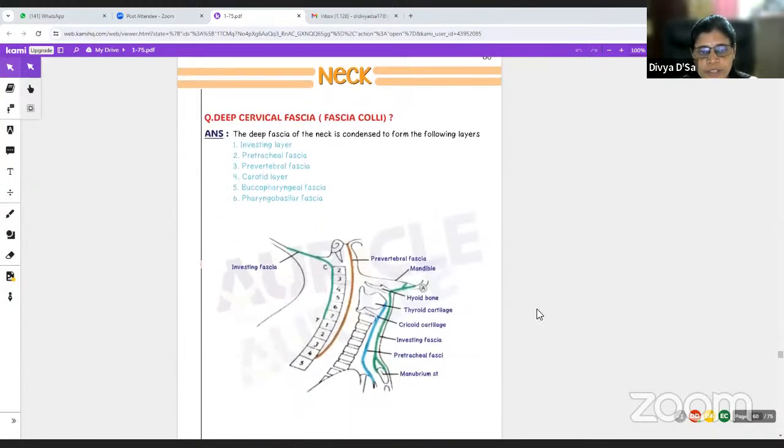Next is deep cervical fascia or fascia colli. The deep fascia of the neck is condensed to form layers. So the deep fascia will be condensed there, and it has a few modifications which we see as the investing layer, pretracheal fascia, then the prevertebral fascia, the carotid sheath, the buccopharyngeal fascia, and the pharyngobasilar fascia.